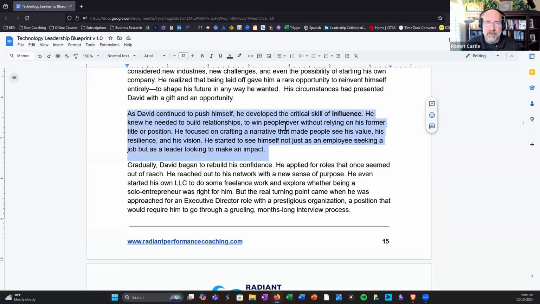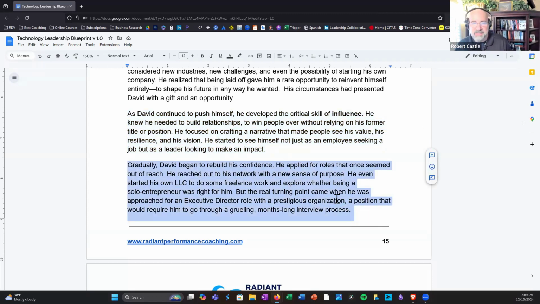As David continued to push himself, he developed the critical skill of influence. He knew he needed to build relationships to win people over without relying upon his former title or position. He focused on crafting a narrative that made people see his value, his resilience, and his vision. And he started to see himself not just as an employee seeking a job, but as a leader looking to make an impact. Gradually, David began to build his confidence.